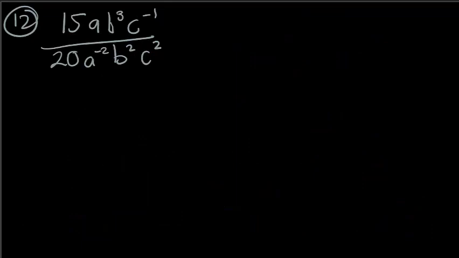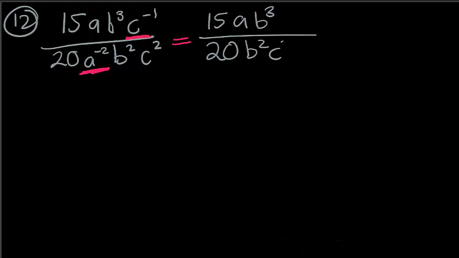Question 12. 15 AB3C minus 1 over 20 A minus 2 B2 C2. So let's do this in two different ways. The first way of doing this is we're just going to move everything, take everybody home before we simplify. Okay, so who are you taking home? We're going to take this A home and we're going to take that C home. So that means I have got 15AB3 over 20 B squared C squared.